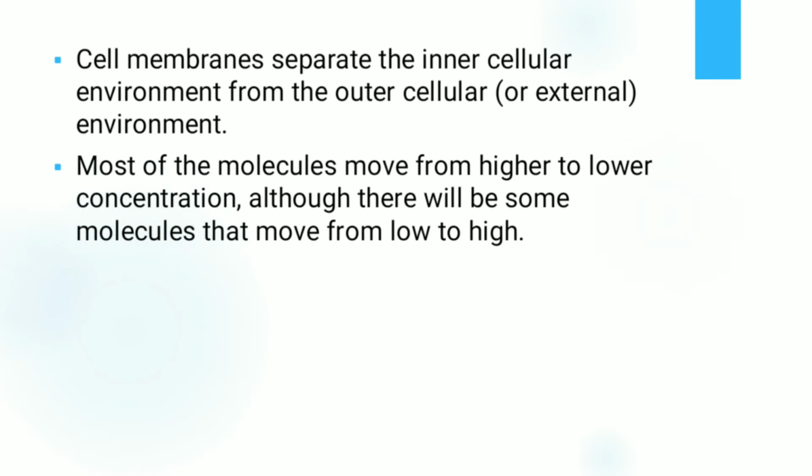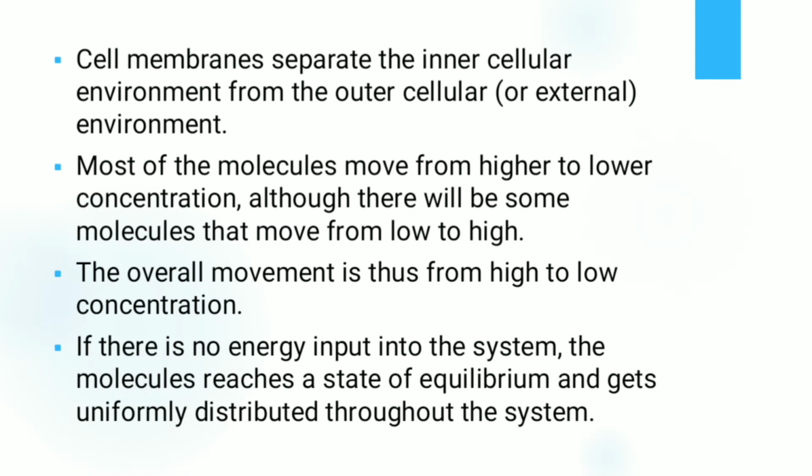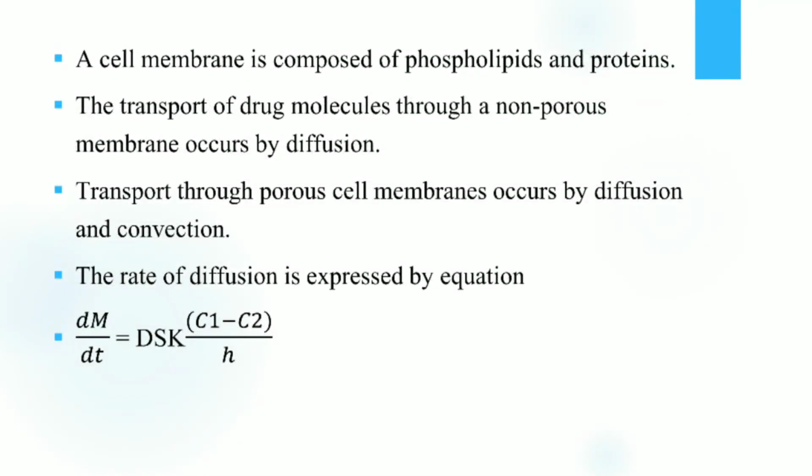Most of the molecules move from higher to lower concentration, although there will be some molecules that move from low to high concentration. Then the overall movement is thus from high to low concentration. So, if there is no energy input into the system, the molecules reach a state of equilibrium and get uniformly distributed throughout the system. Then, the cell membrane is composed of phospholipids and proteins.